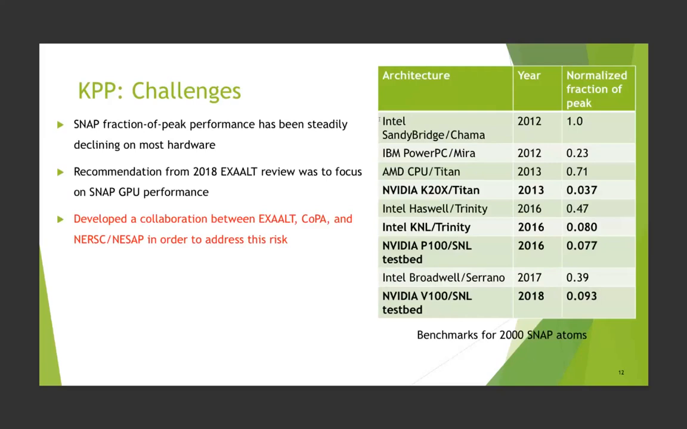And so one recommendation from a review in 2018 was to focus on Summit, focus on GPU performance, and see if we can speed that up as a stepping stone to the Exascale hardware platforms. And so this spawned a collaboration between the EXAALT ECP project, COPA, as well as NERSC, in order to see if there could be anything done to speed up snap on GPUs. Next slide, please.